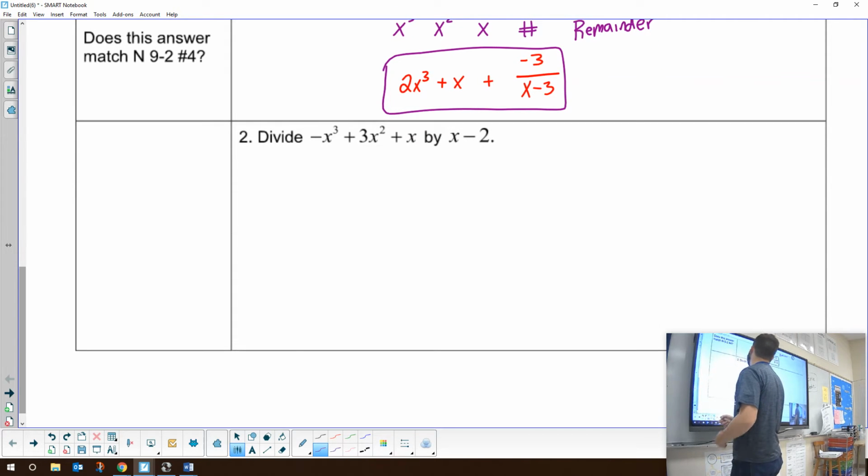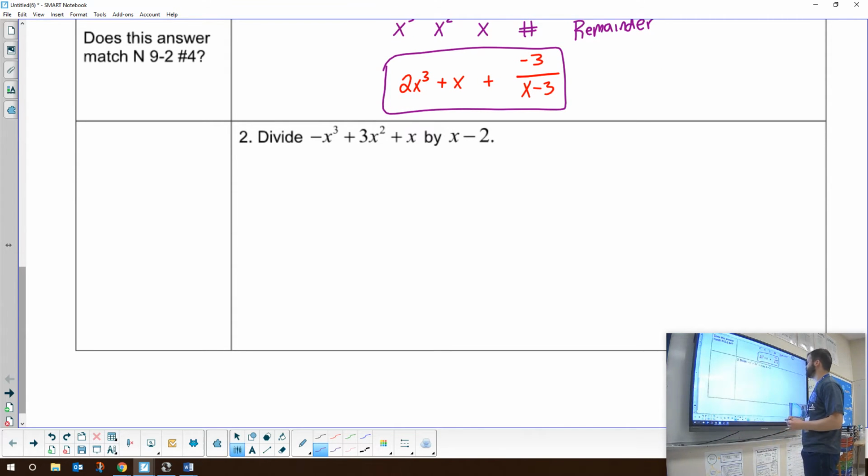So number 2, we have -x cubed plus 3x squared plus x. All right, now we're going to write out our numbers. So we have a negative invisible 1 right there. So that's my first number, -1. Then I have a 3, then I have an x, which is going to be a 1 right there. And then you'll notice I'm missing my whole numbers. And since we're missing that, we're going to go ahead and put a 0 right there as a placeholder.